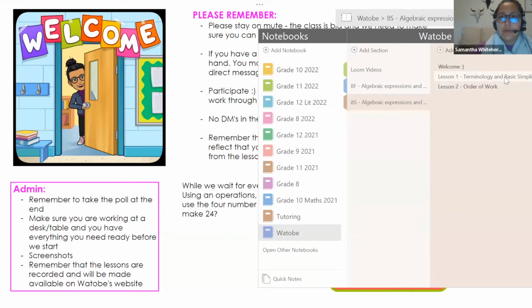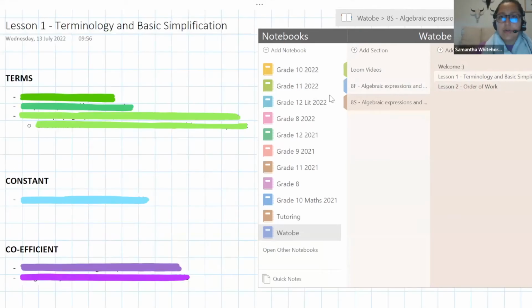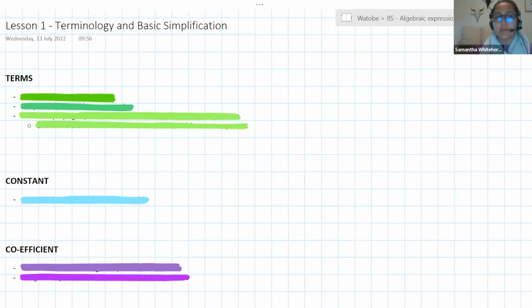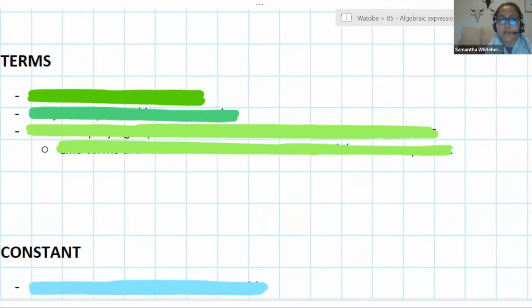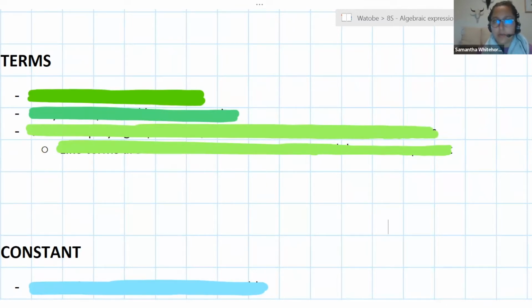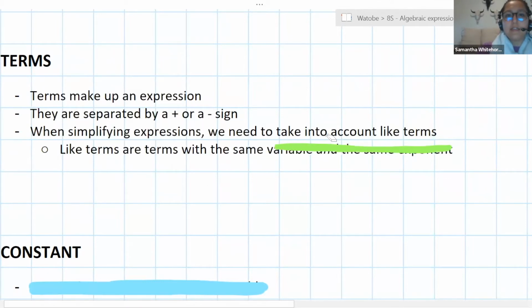So the first thing I look at is just some terminology. Now, I don't expect you to write this down word for word. This is where being able to take a screenshot is going to be really important. So take screenshots as we go, so that later when I'm using these words, you know what I'm talking about. Alrighty, so the first thing that we're going to have a look at are terms and what terms are.